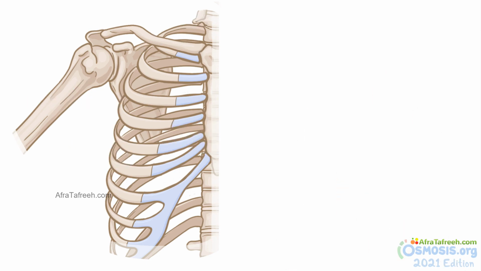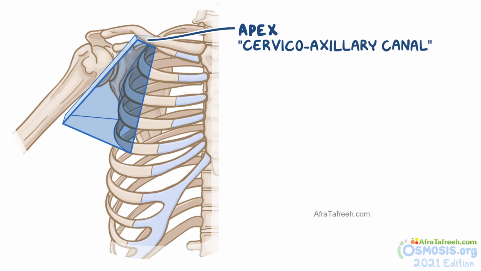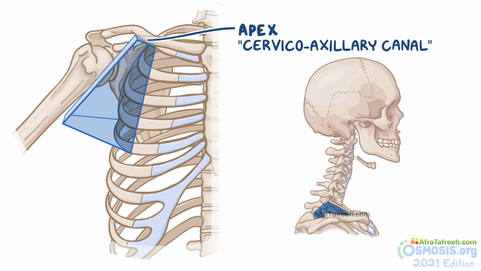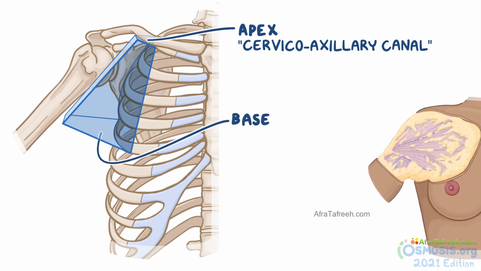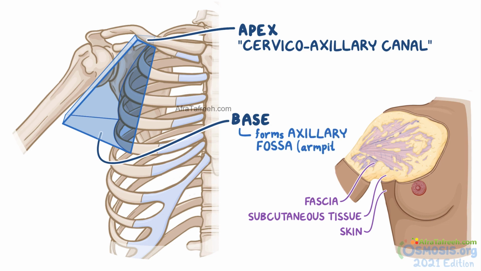The axilla is shaped like a pyramid that has an apex, a base, and 4 walls. The apex of the axilla is also called the cervicoaxillary canal, which is the door between the neck and the axilla. The cervicoaxillary canal is bounded by the first rib, clavicle, and superior edge of the scapula. The base of the axilla is formed by skin, subcutaneous tissue, and axillary fascia, and forms what is called the axillary fossa, or what we know as the armpit.